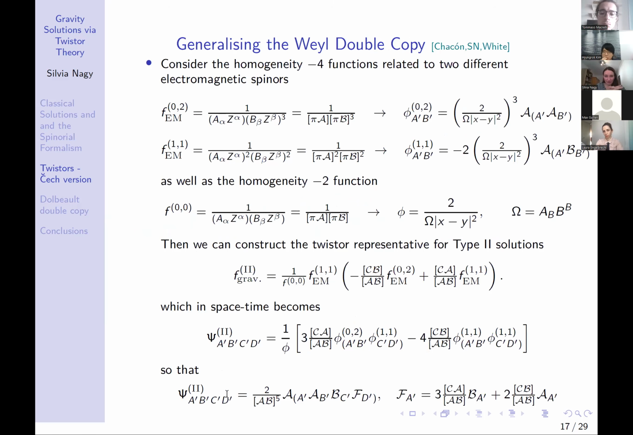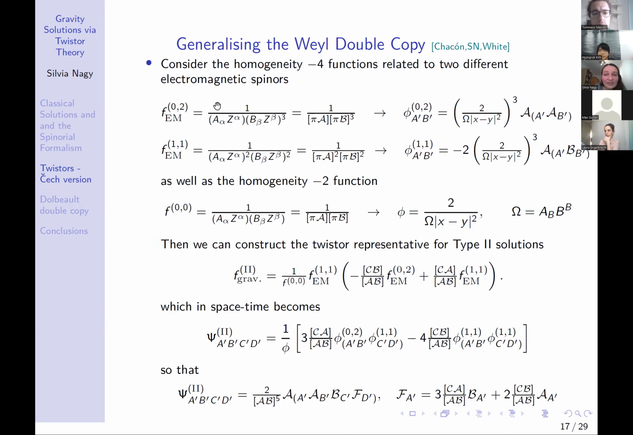So let me show you, okay, this slide is a little bit loaded here, but let's see if it makes sense. Let me show you how one can generalize the Weyl double copy to get type 2 gravity solutions in the Petrov classification. So you can look at the bottom of the slide first here to remind yourself. So type 2 means that I have 3 types of spinors here, and one is double degenerate.